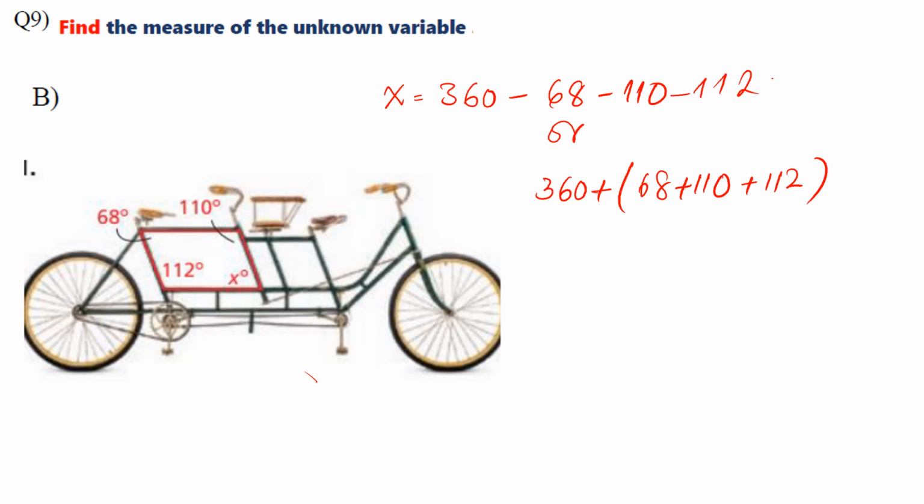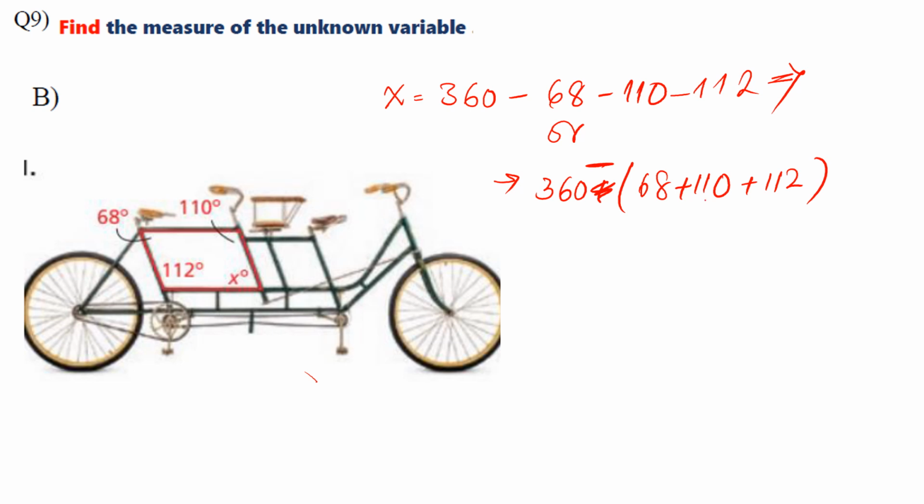You can use either method. If you are using the calculator, this is the best method. Write it in the calculator, get the direct answer. And if you are using mental math, then the second method is easy. First add all the angles and then subtract from the 360. But make sure that your working is correct.